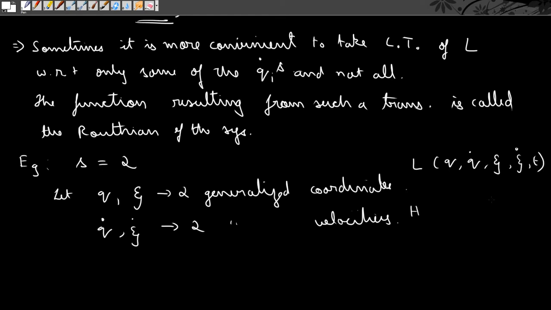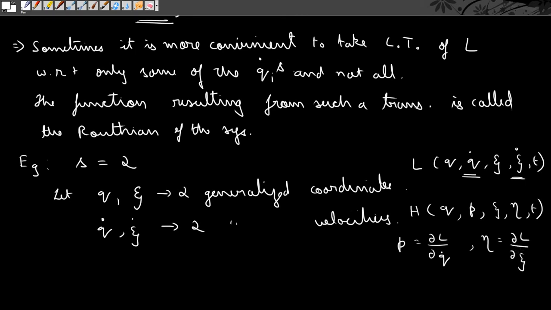Our Hamiltonian, as we know, we get by taking the Legendre transform of L with respect to q dot and xi dot, and this will be a function of q, p, xi, eta and t, where p is dou L by dou q dot and eta is dou L by dou xi dot, that is the generalized momenta corresponding to q dot and xi dot. So this is what we have studied so far.